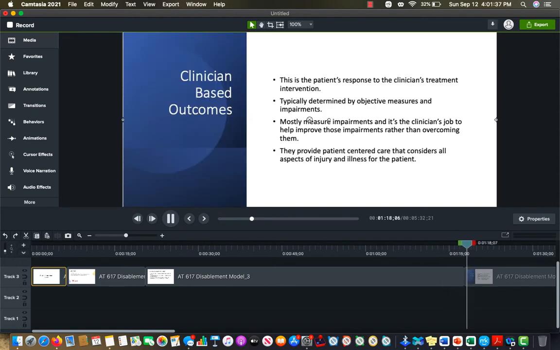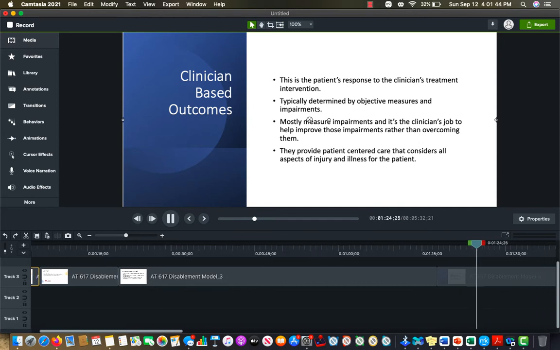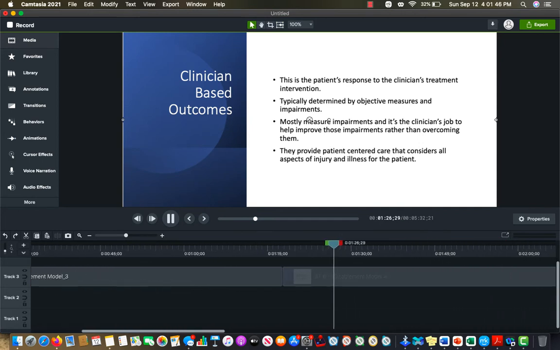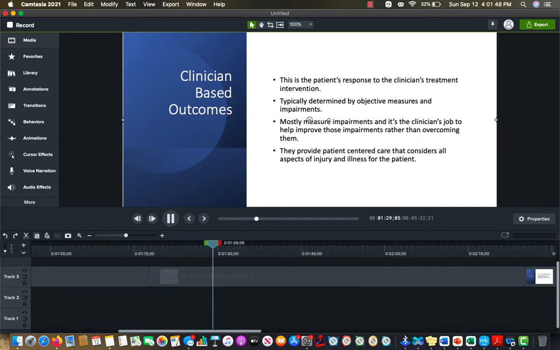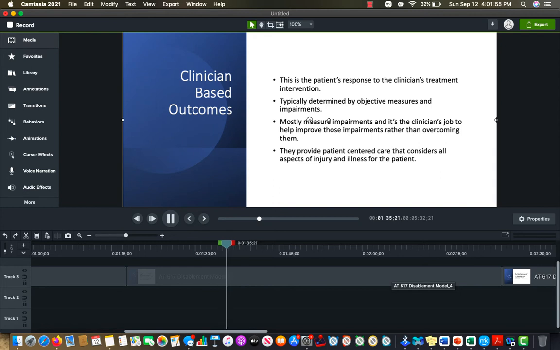One of the aspects of the disablement model is clinician-based outcomes. This is the patient's response to the clinician's treatment intervention. So it is basically how the injury or illness is responding to anything that the clinician does for the athlete or the patient to help them recover from their injury. Typically it is determined by objective measures and impairments, and the clinician-based outcomes mostly measure impairments, and it's the clinician's job to help improve those impairments rather than overcoming them.